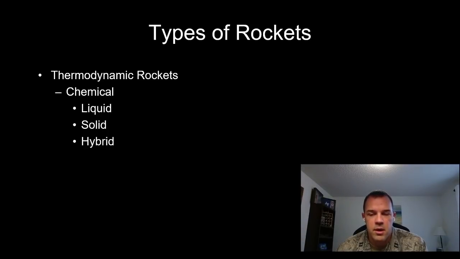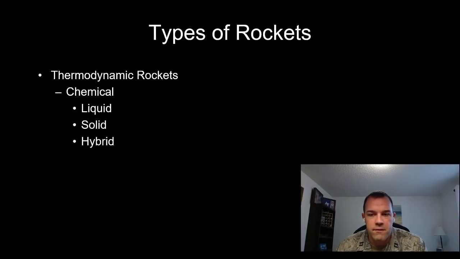Liquid rockets, you see a lot of times on first stages, where you have either RP-1, which is a rocket form of refined kerosene, and you'll see liquid oxygen. You'll see liquid hydrogen, like that's used on the space shuttle. You'll see liquid methane, which is used with the new Raptor engine and the Blue Origin BE-4 engine.